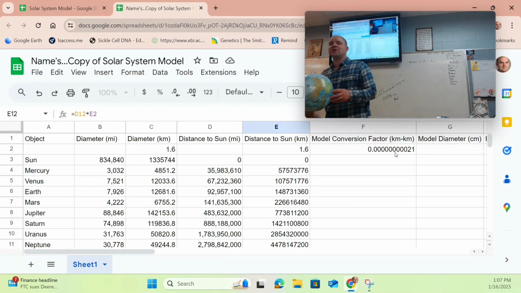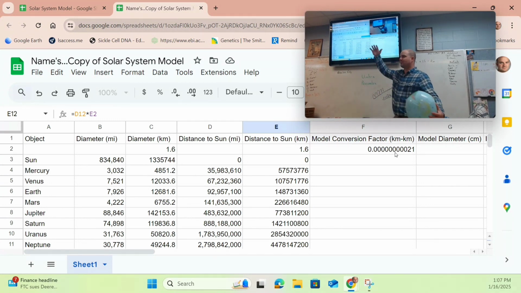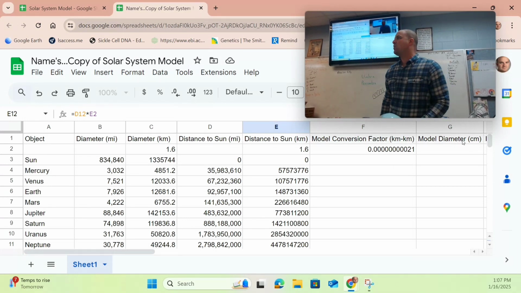Good grief. Do I want to talk about how big our model pieces need to be in kilometers? Would I measure this little beach ball in kilometers? No. So I got a conversion factor to bring the solar system down to our model size, but I need to tweak our conversion factor to make it what I want it to be. I want our model pieces of our planets and the sun to be in centimeters. Do you see right here? All the way to the right, model diameters, I want those in centimeters.